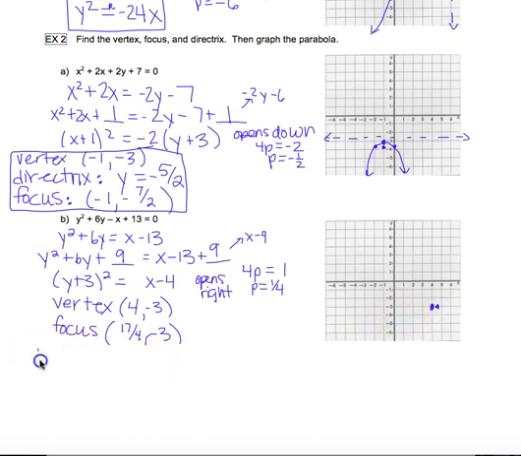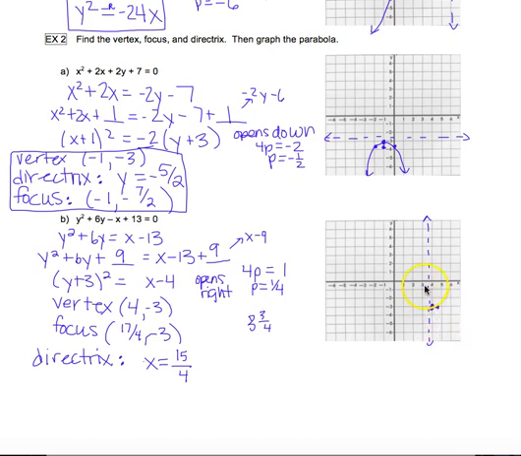Then I'm going to go 1/4 unit to the left in order to get my directrix. Because it opens horizontally, that means that my directrix is a vertical line. So it should be an x equals, and I'm going to be doing 4 minus 1/4. So that's 3 3/4 is what we get. So 12 plus 3 is 15, so 15/4 would be the equation of our directrix. So I'm going to try to draw it in here. Really good. Again, it's super close to that vertex.